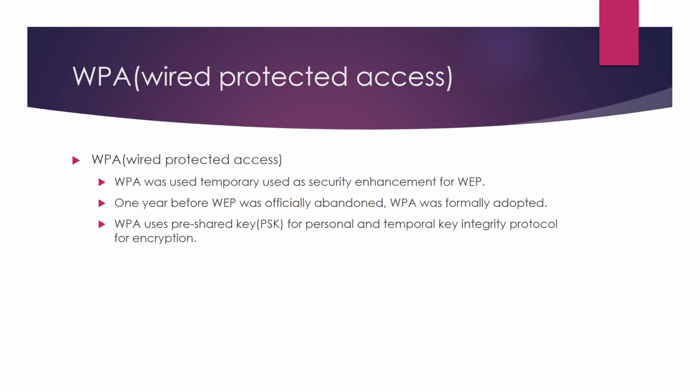That's why another system was created, called WPA, Wi-Fi Protected Access. It was used temporarily as a security enhancement for WEP. Later on, one year before WEP was officially abandoned, WPA was formally adopted. It uses a pre-shared key (PSK) for personal use and the Temporal Key Integrity Protocol for encryption.